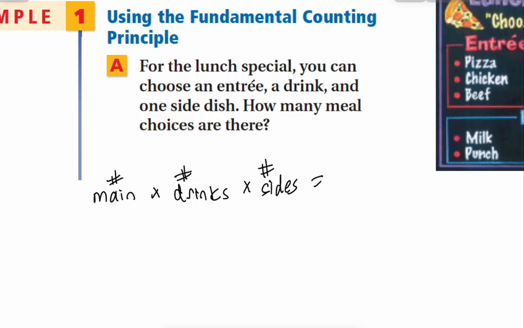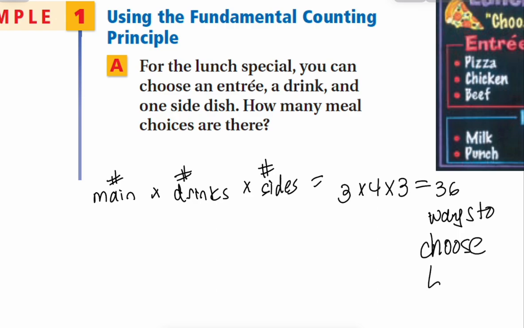It's up to you what you write and what you don't write, because this is more of your notes. We will have some problems like this on our final. It does include some of chapter 11. Okay. So if you want to calculate how many, there were 3 different entrees, there were 4 drinks, and there were 3 sides. So there are 36 ways to choose your lunch.